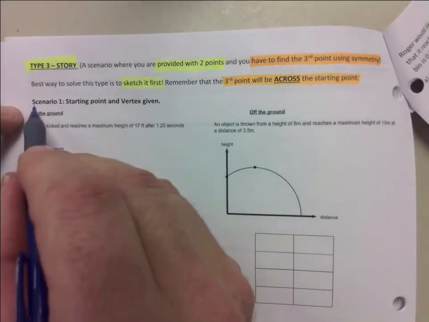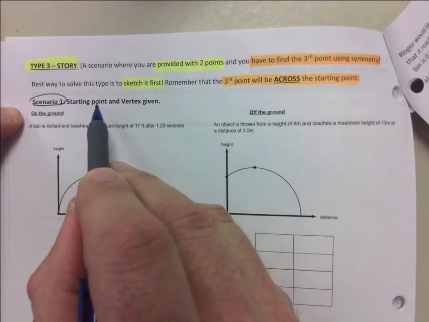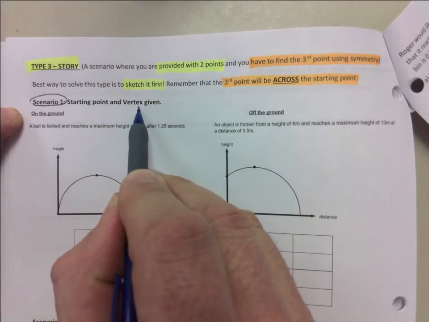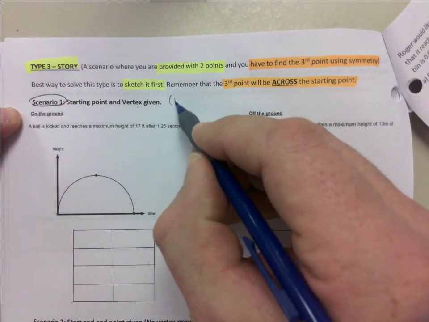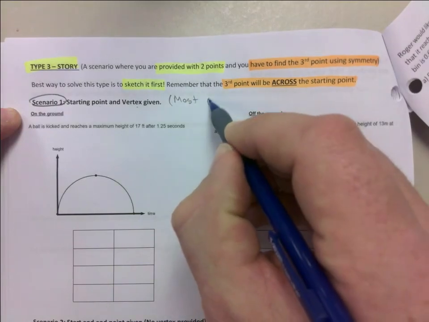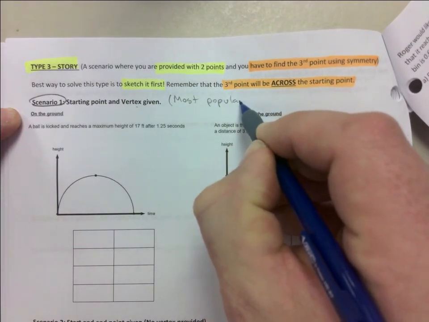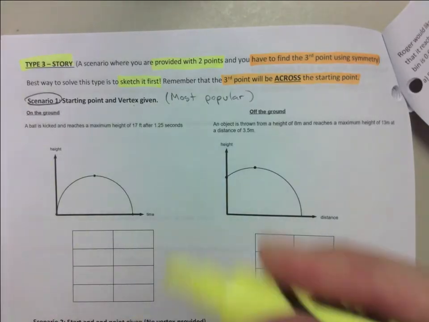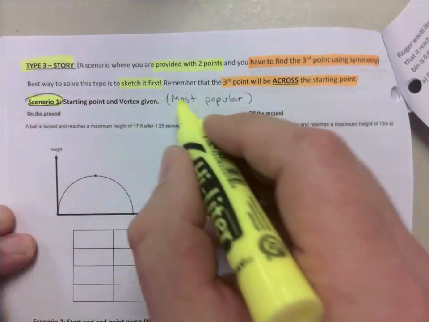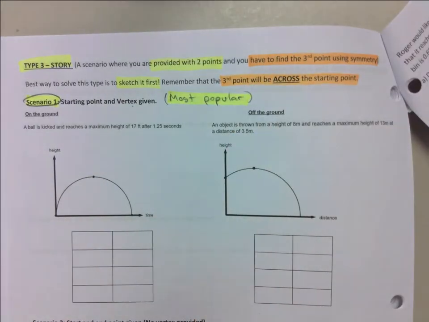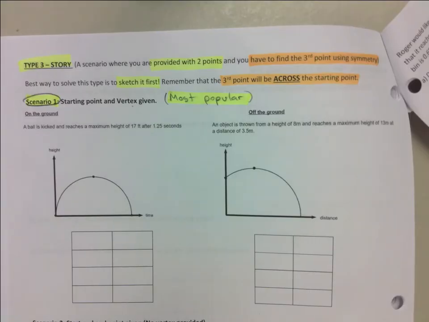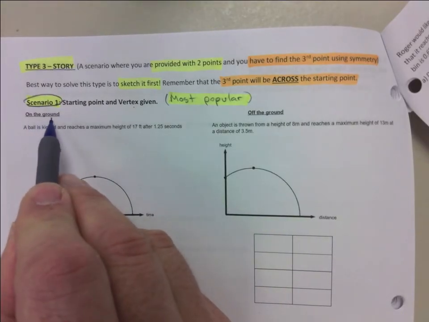So I have scenario 1. Scenario 1 is when the starting point and the vertex is given. The most popular scenario. Scenario 1, most popular. The vertex and a starting point is given to you. So, on the ground scenario.